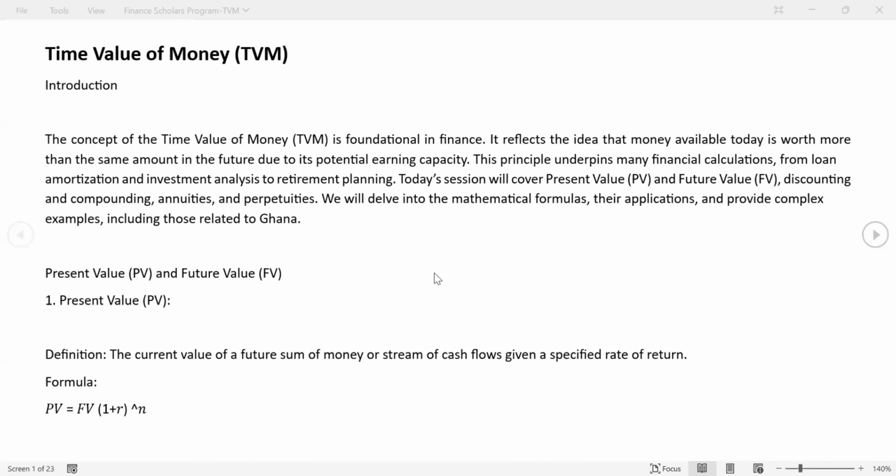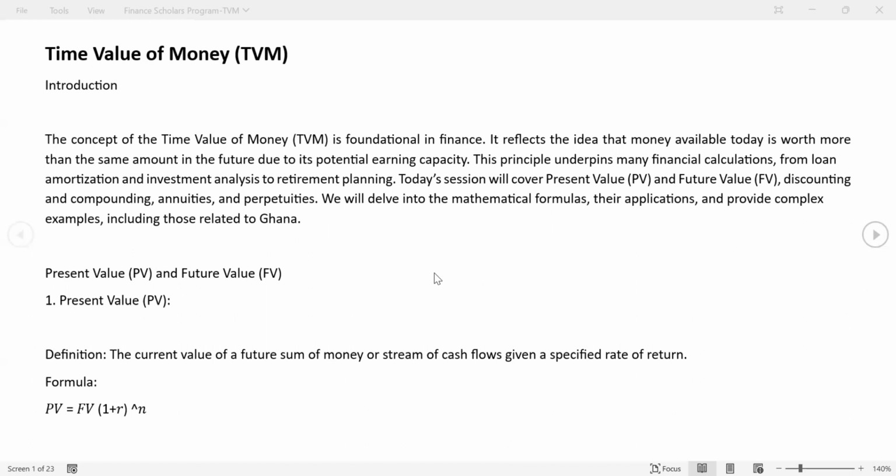And then we have some concepts under time value of money, okay, that we take into consideration. And these are the present value, the future value, discounting, compounding, annuities, and perpetuities. And there are formulas to back all these, okay? So the first one is present value.